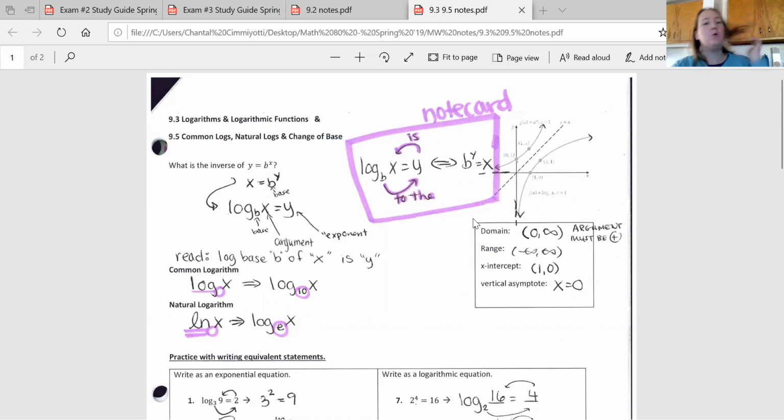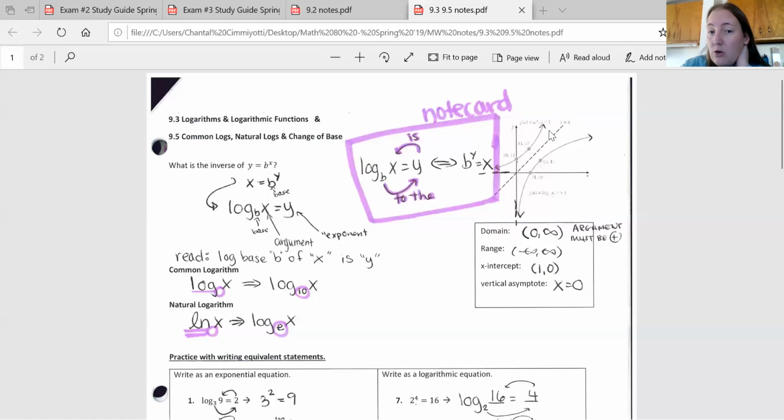All right, so I did 9.3 and 9.5 kind of together because they're very connected, and I'll do that for this as well. So 9.3 is on logarithms and logarithmic functions, and 9.5 is common logs, natural logs, and change of base. So logarithms are the inverse of an exponential.